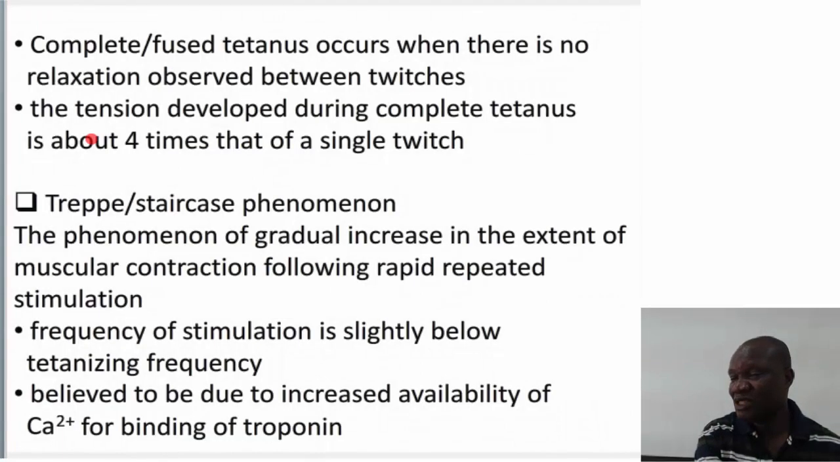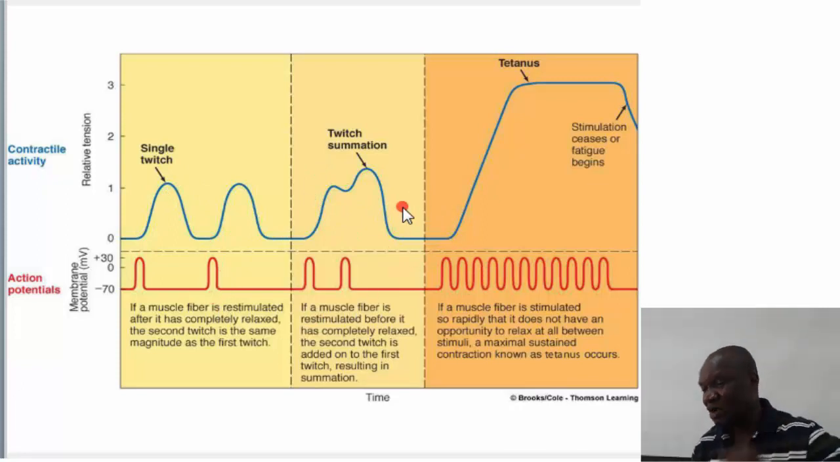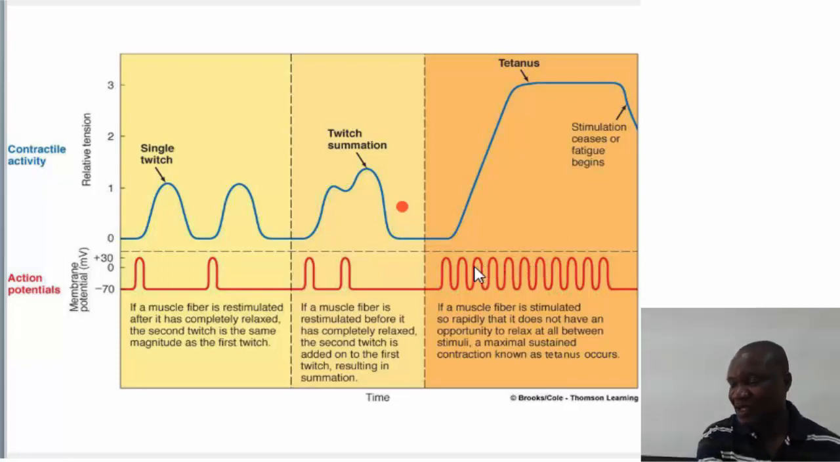Now, is it clear to this point? Well, that's our summation. The tension developed is greater than the individual twitches. Now, if we increase the frequency of stimulation, like here, the response will be a singular smooth line. The individual responses will fuse to produce a singular smooth line like this.